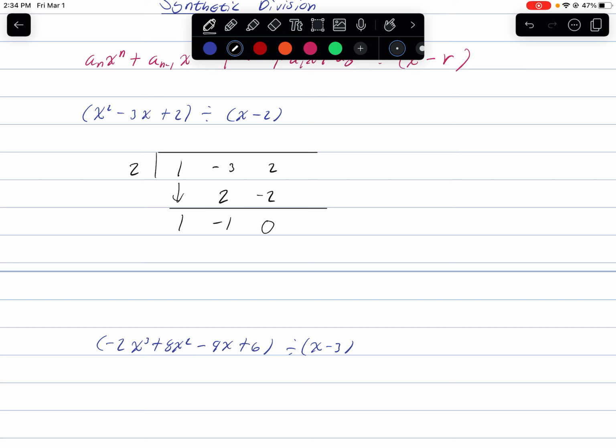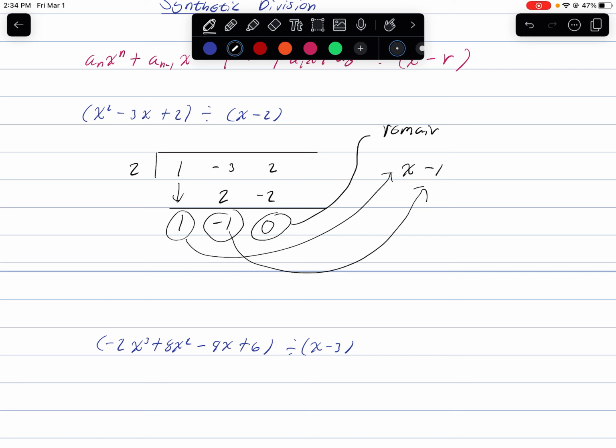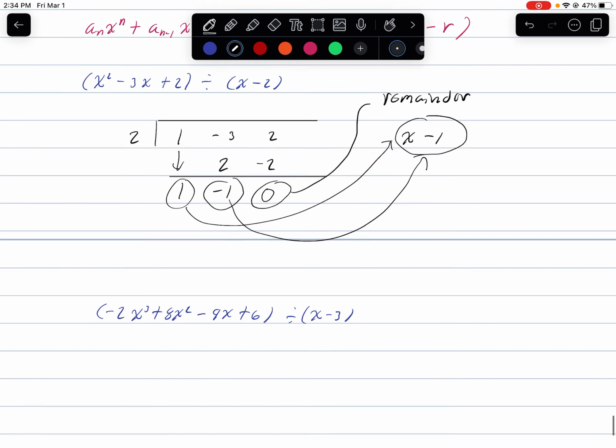Okay, so now what we're given here, 1 and negative 1, these are the coefficients of a polynomial that is 1 degree lower than the degree of this polynomial. So we're going to have a degree 1 polynomial, so we're going to have x minus 1. The 1 goes here, this 1 goes here. And this term here is called the remainder. So our answer here is going to be x minus 1 with a remainder of 0. All right? So let's try another one.